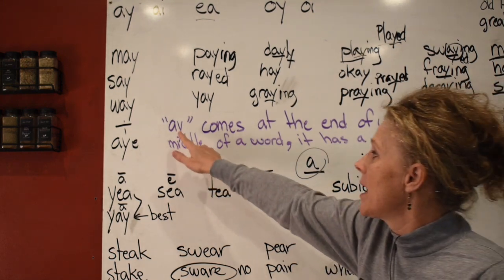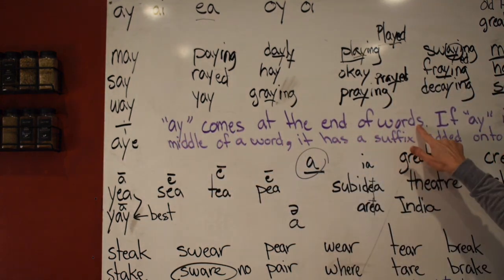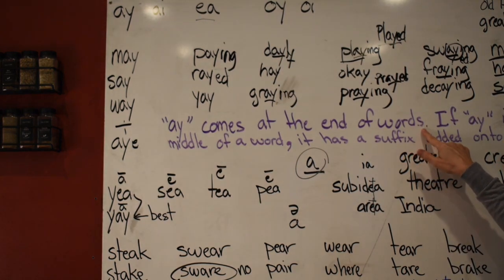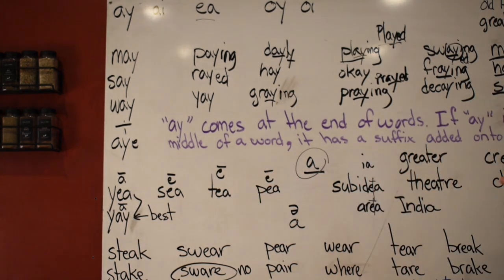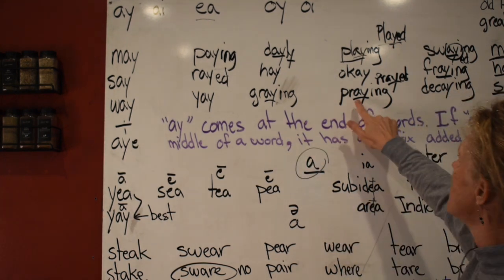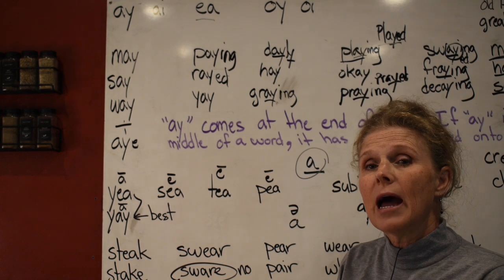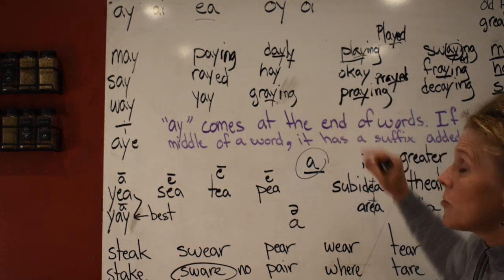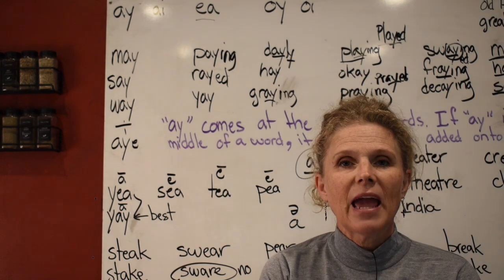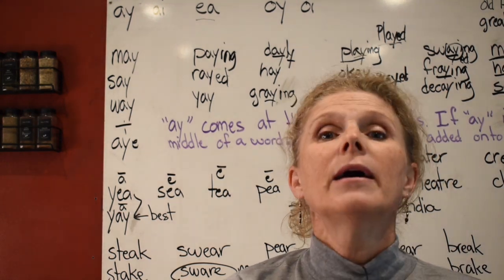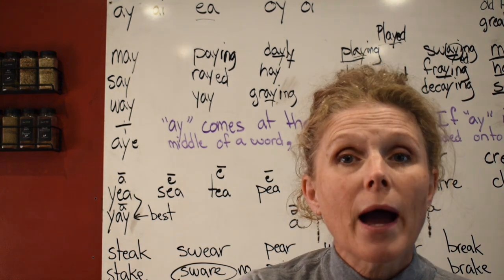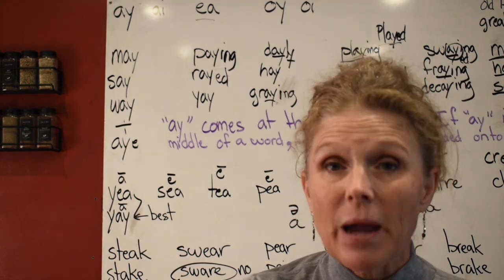Now let's read this. AY comes at the end of words. Remember that. AY comes at the end of words. If AY is in the middle of a word, it has a suffix added onto the word. So remember that. If you see it in the middle of a word, you know that you have a suffix added onto a base word. So you just remember, AY is at the end of words. AY, they are at the end of your base words. Remember that. AY is at the end of the base word.